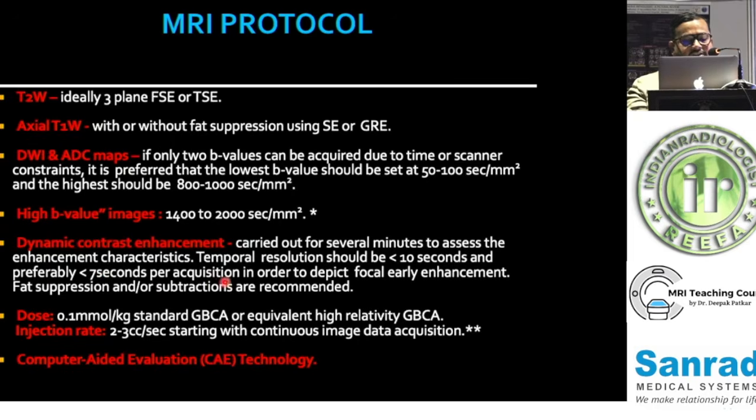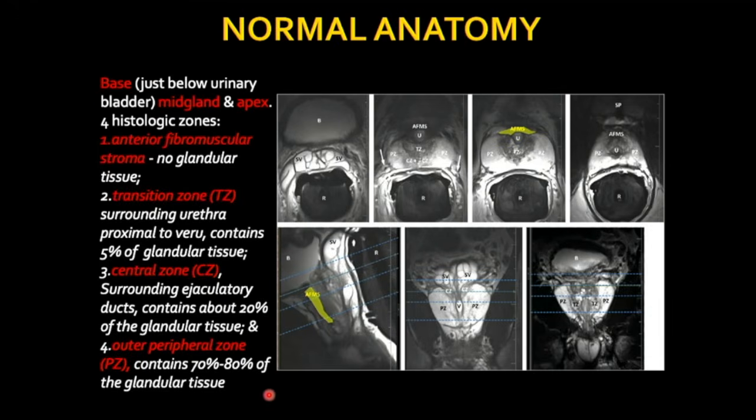Then we have the DCE, which can be carried out for several minutes. The temporal resolution should be less than 10 seconds and preferably less than 7 seconds. We must do this with fat suppression. That's the standard dose and the injection rate. And then there is a lot of software available which is able to superimpose all these sequences into one, using CAD technology. So this is what the normal prostate looks like.